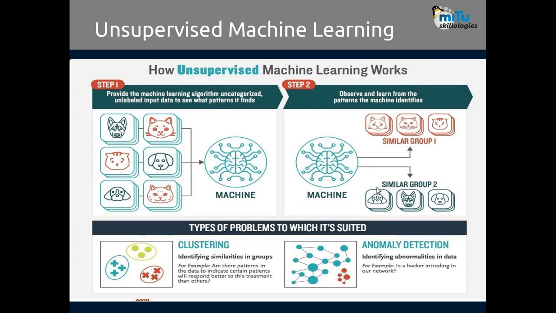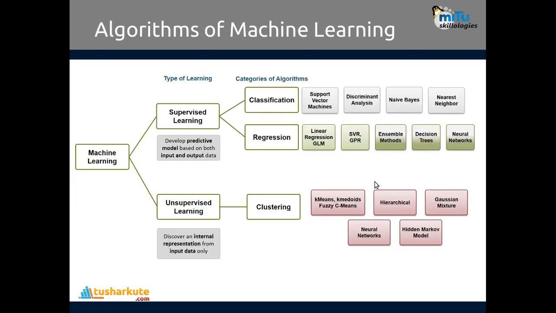So these techniques that we call unsupervised machine learning techniques do not make any predictions, they are finding the patterns in the data. The pattern can be of any type. Here clustering techniques are used, identifying similarity in the groups. That's what we have seen here: these are similar and these are similar. In anomaly detection, if some abnormalities are there in the data, we can find them with the help of unsupervised machine learning techniques.